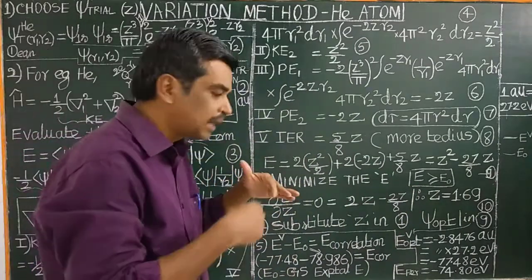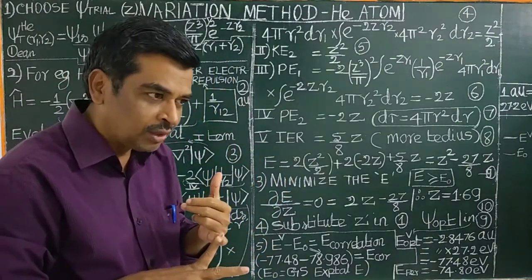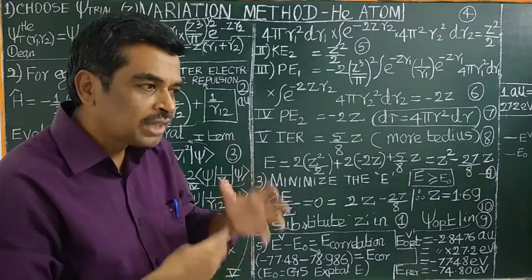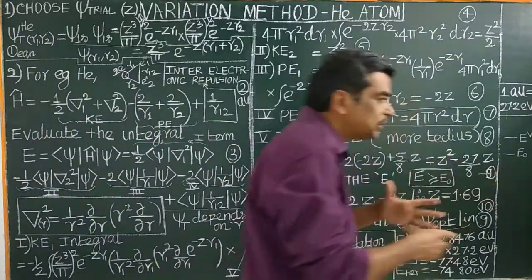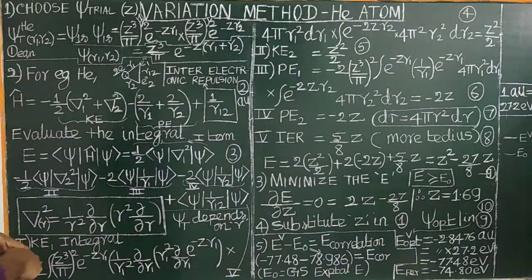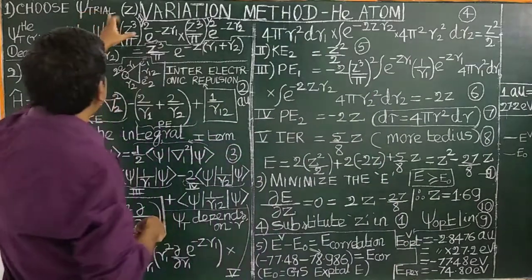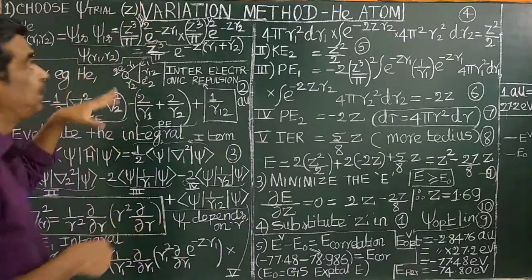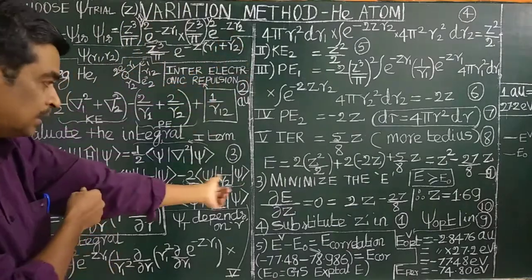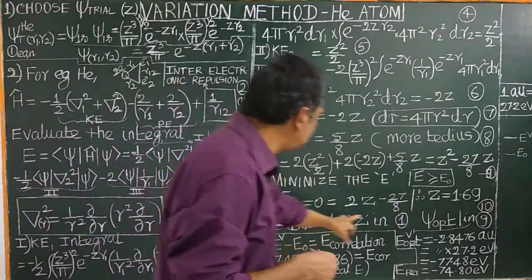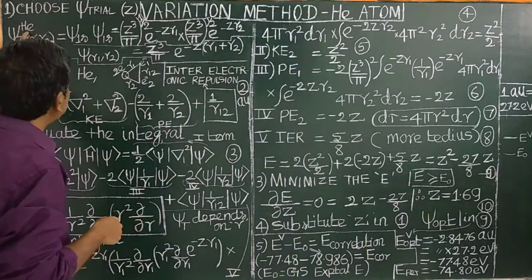This is the effective nuclear charge, 1.69. This is because in the helium atom there are 2 electrons present in the 1s orbital, 1s2. One of the electrons screens the other electron. Therefore, the effective nuclear charge is less than 2, that is obtained here, 1.69. That's why Z is considered as a variable parameter in the variation method. Now substitute the Z value in the trial wave function.